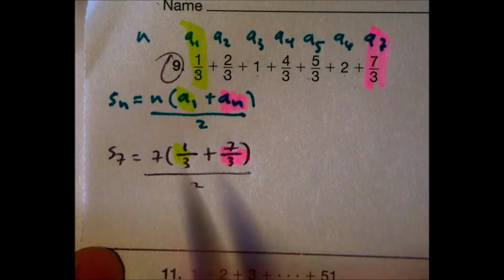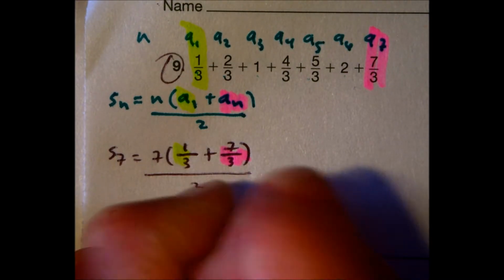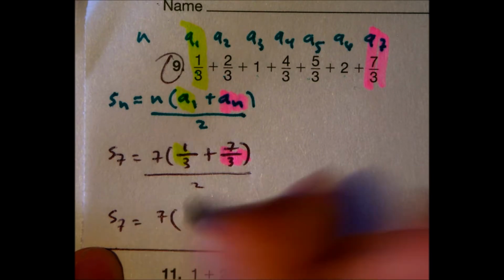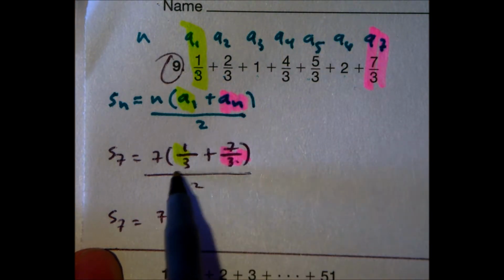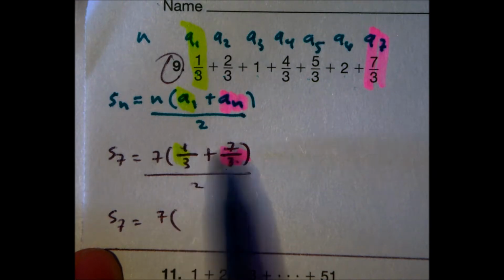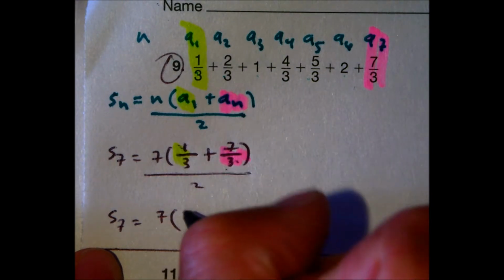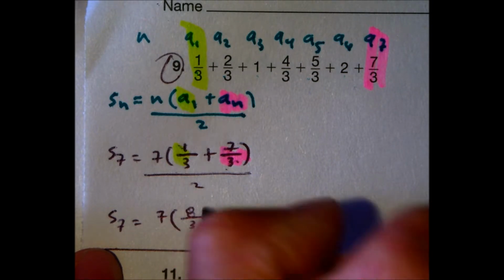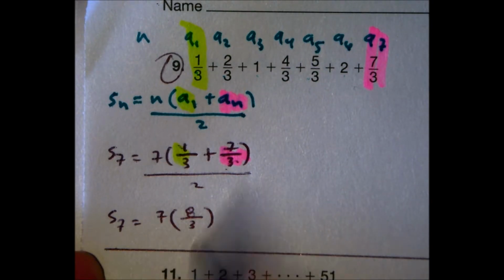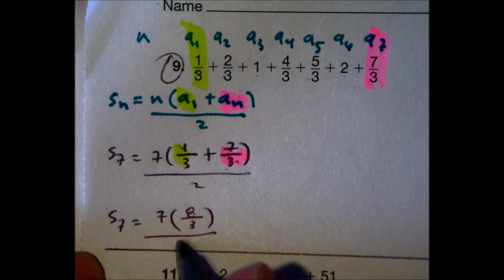Alright, let's just simplify that. S7 equals 7 times, do they have a common denominator? Yeah, they both have a 3, so you can just add the numerators. 1 plus 7 is 8 over 3. 7 times 8/3, all divided by 2.